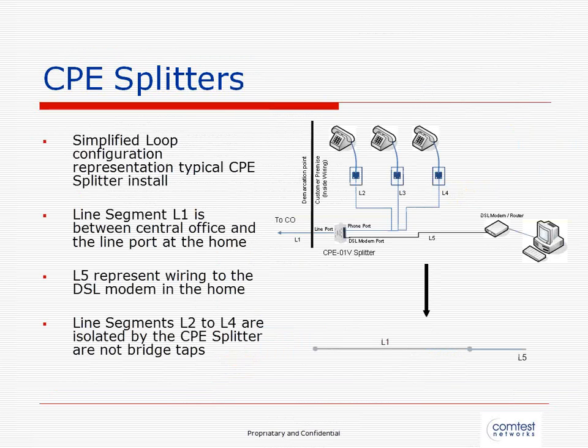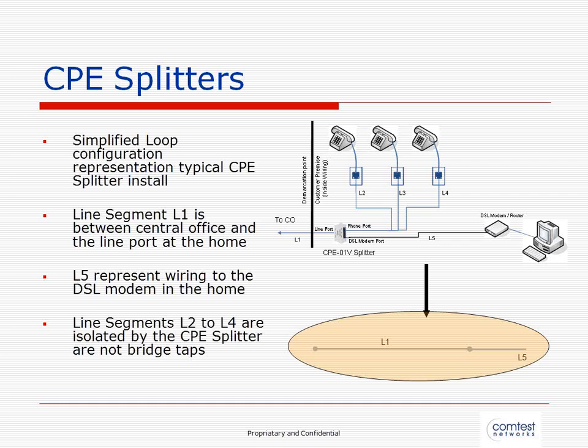Similar to the microfilters, we can simplify the splitter installation into a loop configuration. Please refer to the diagram in the lower right-hand corner of your screen. The line segment L1 is between the central office and the line point or a certain line port or entry point at the home. L5 is the home wiring from the entry point to the modem. Line segments L2 through L4 are isolated by the high impedance of the splitter.